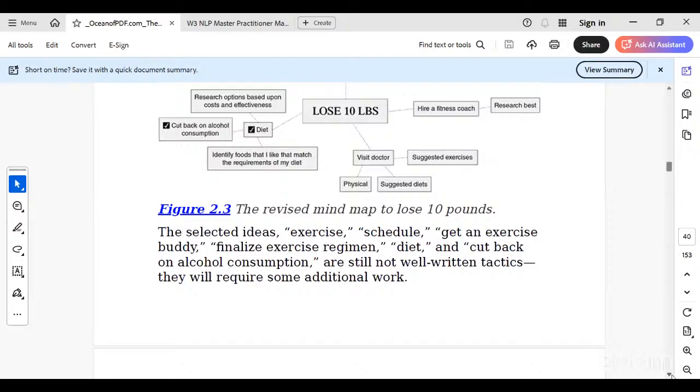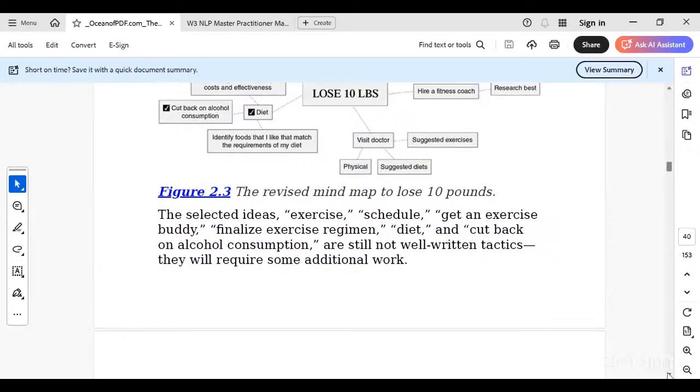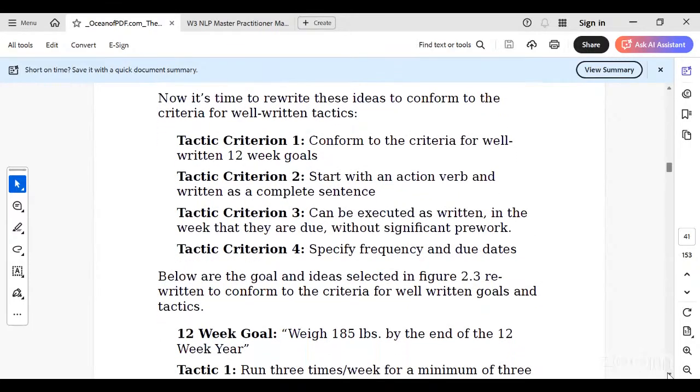The selected ideas like exercise schedule, get an exercise buddy, finalize exercise regimen, diet, and cut back on alcohol consumption are still not well written tactics. They will require some additional work. Now it's time to rewrite these ideas to conform to the criteria for well written tactics.